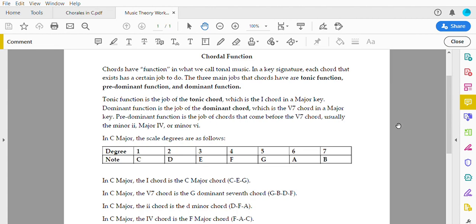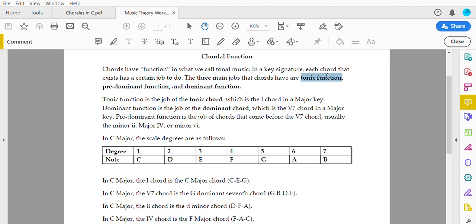Today, what I want to talk about in music theory is what we call chordal function. So in music, in tonal music, chords have functions. Chords that we have in music have certain jobs. They interact with each other in ways that accomplish a certain job. In each key signature, each chord that exists has a certain job. There are three typical jobs that we usually see.